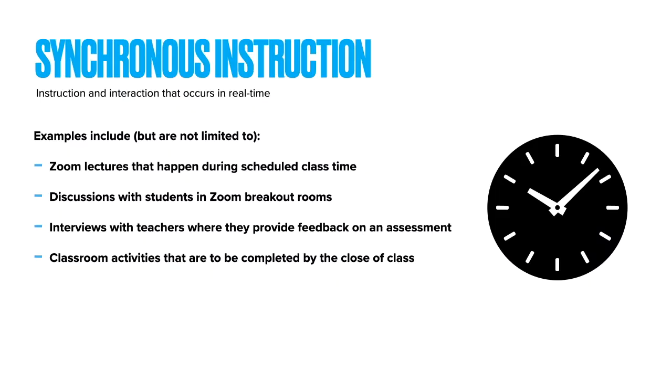Synchronous instruction is just instruction that occurs in real time during your class. So if you have a class scheduled during period 2, this is the instruction that happens at that time. Examples, as they're defined here, are Zoom lectures that happen during scheduled class times, discussion with students in Zoom breakout rooms, perhaps interviews with teachers where they provide you feedback on an assessment, or classroom activities that can be completed at the close of class.